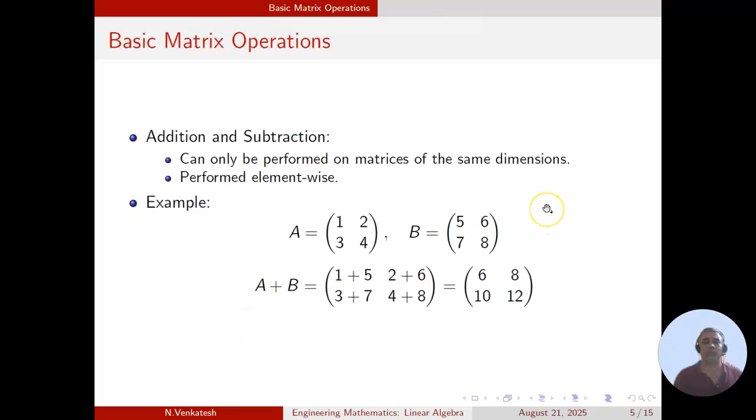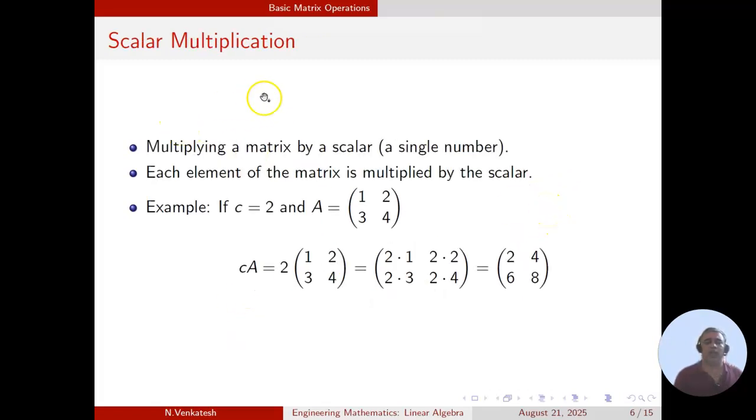Similarly, subtraction. And the scalar multiplication, that is, multiplication of a matrix by a scalar. Each element of the matrix should be multiplied by that scalar. Suppose you want to perform C into A, where C is a scalar, for example 2, and the matrix is 1 2 3 4. You multiply every element by the scalar: 2 into 1, 2 into 2, 2 into 3, 2 into 4, and the resultant matrix is C into A.